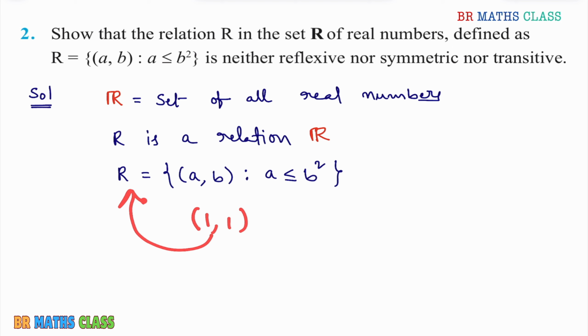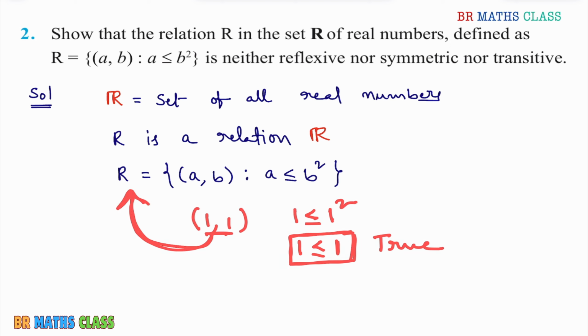First point satisfied, both are real numbers. Second point is 1 is less than or equal to 1 square. 1 square is 1, right? Now you see 1 is not less than 1, but 1 is equal to 1. So if I ask whether this is true or false, it is true, because in less than or equal, if any one condition is satisfied, it's okay. 1 equals 1, that means the ordered pair (1, 1) belongs to this relation. I hope you are understanding.